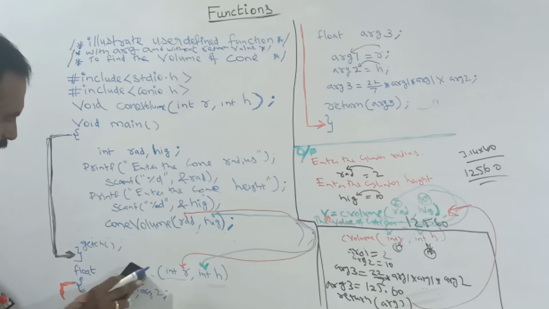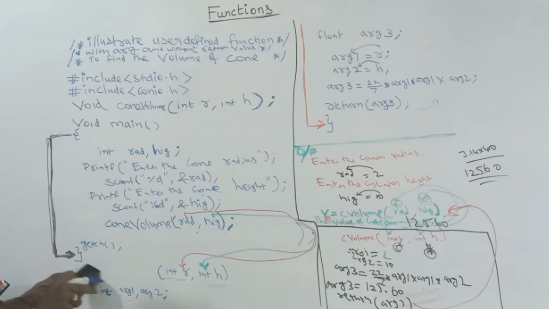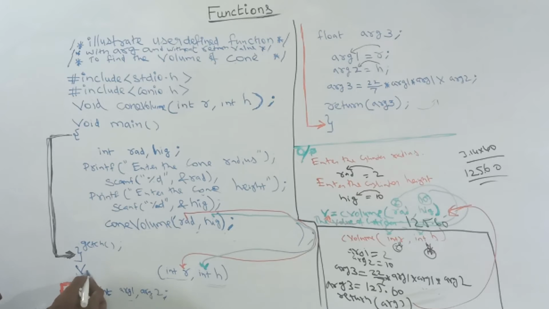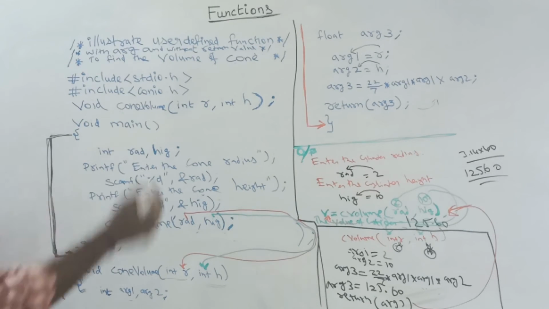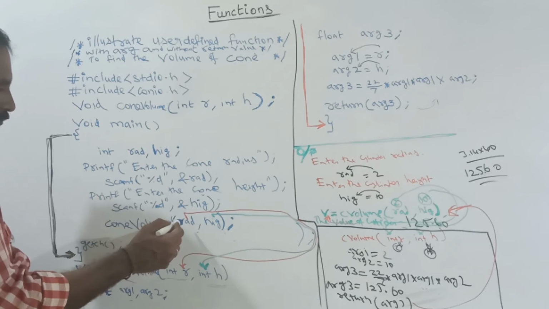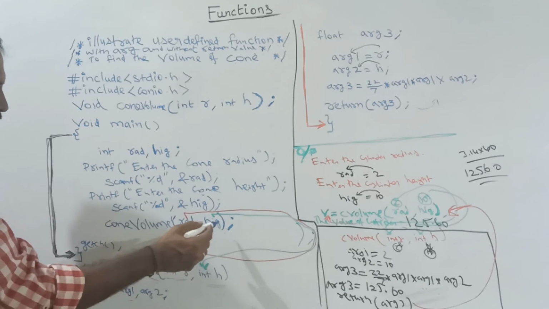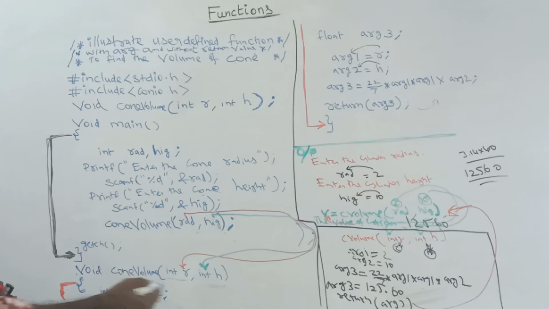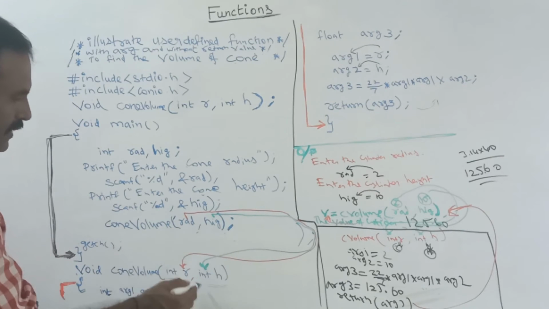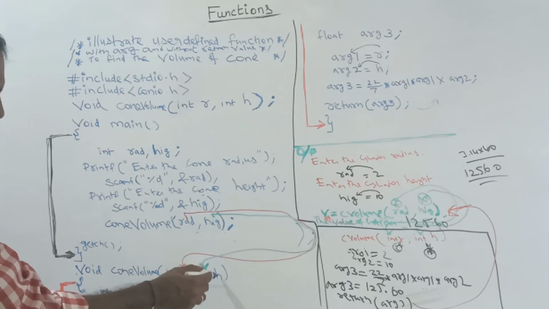So here, in the function definition, void cone volume, this is my function name. Next, these two parameters. In the same way, in this function call, I am passing the two values to the function definition. Here this RAD will be stored in the first argument, and next, the HIG value will be stored in integer h, that is the second argument.